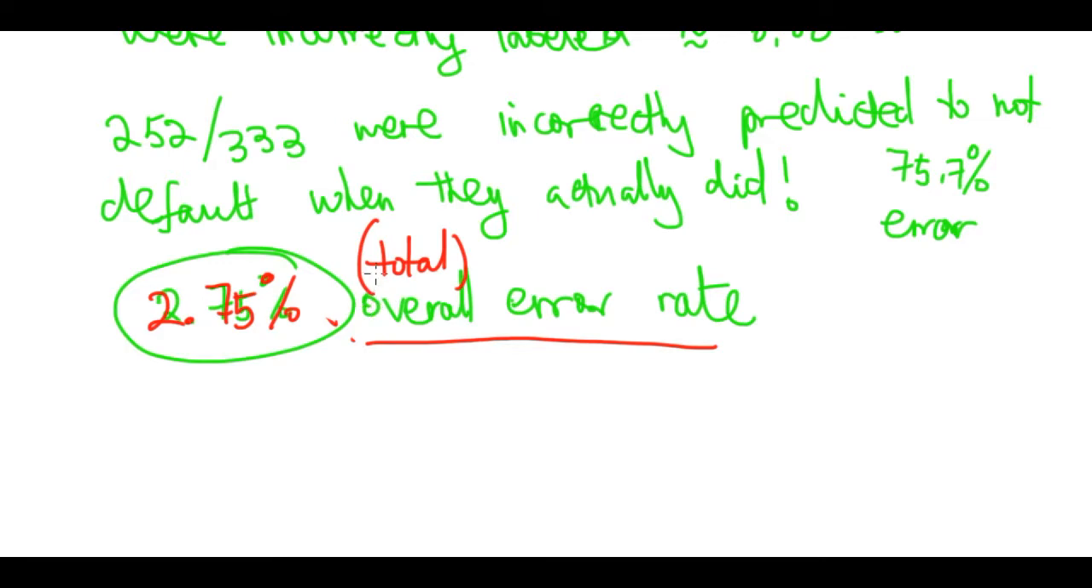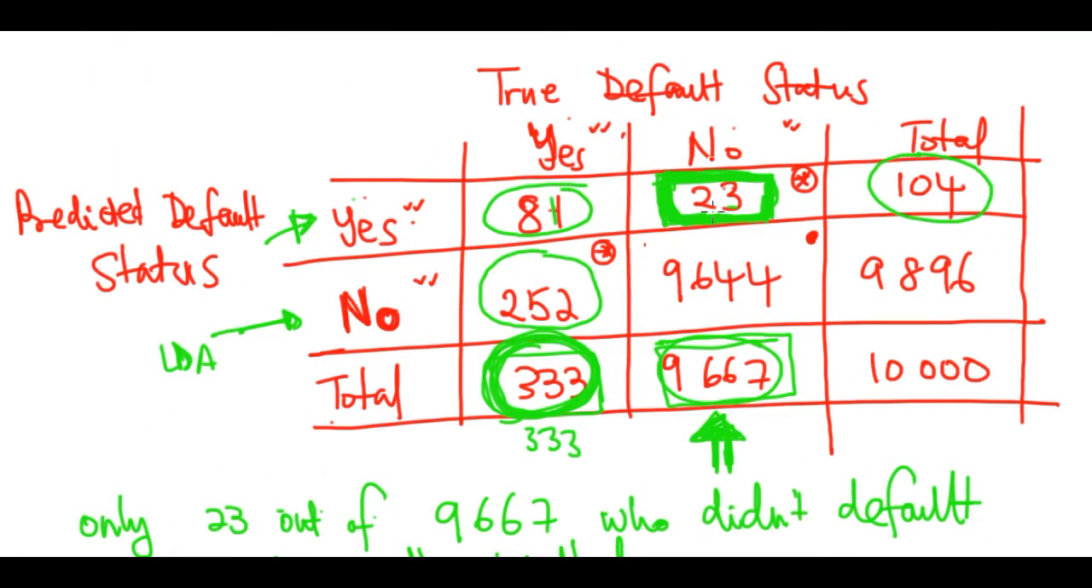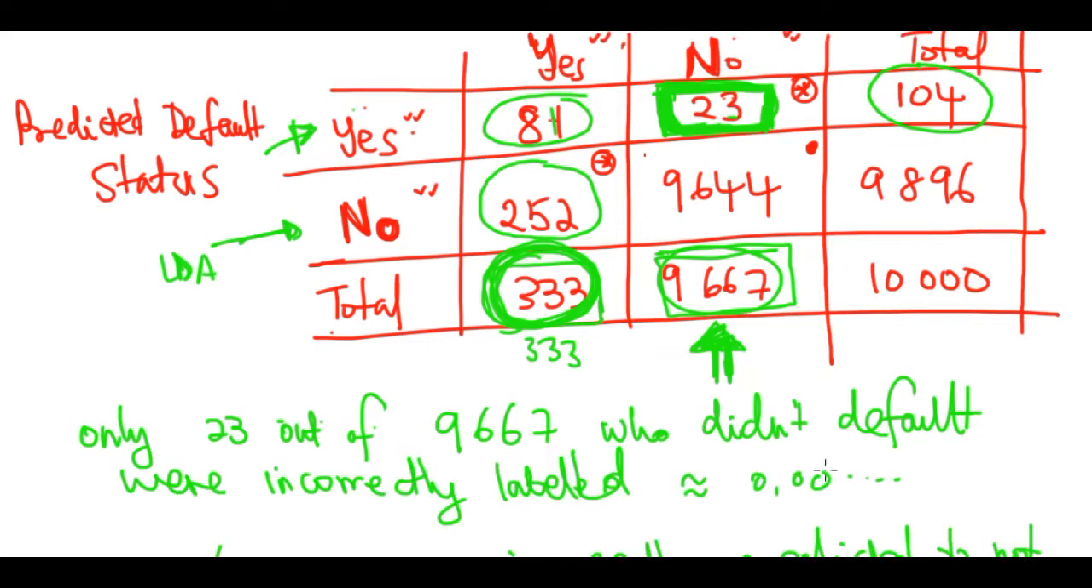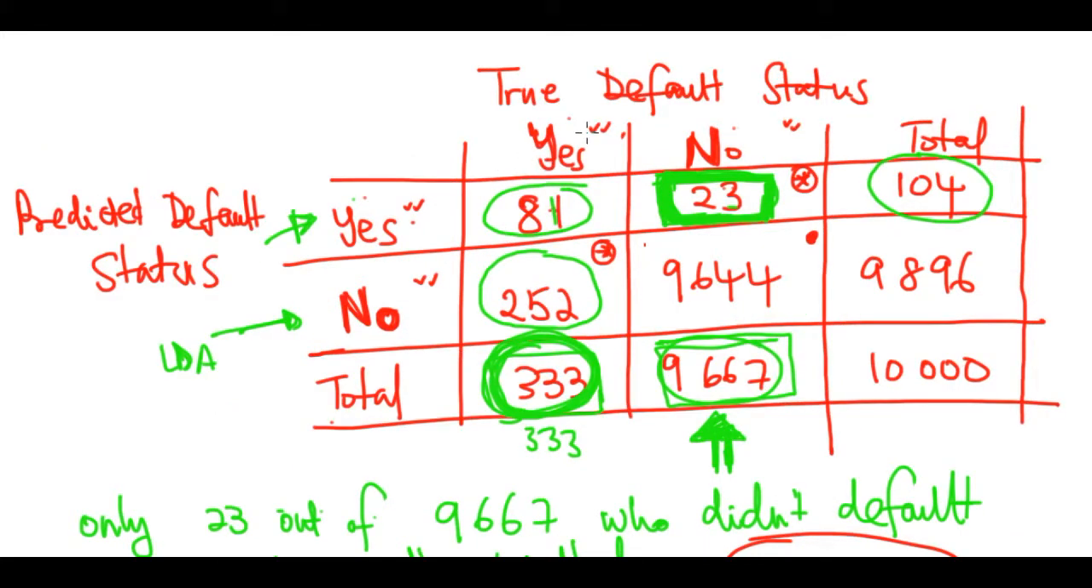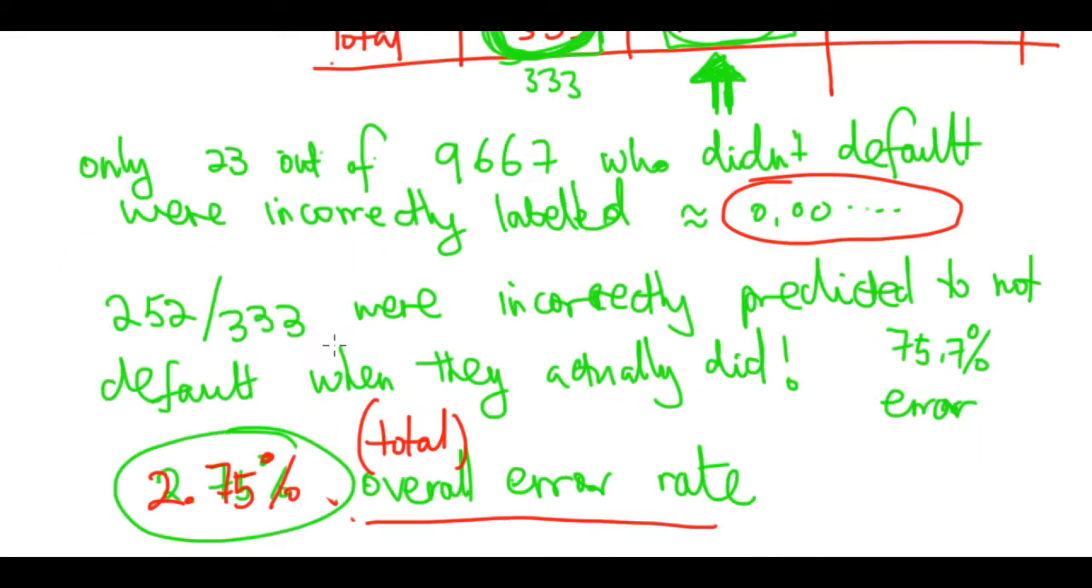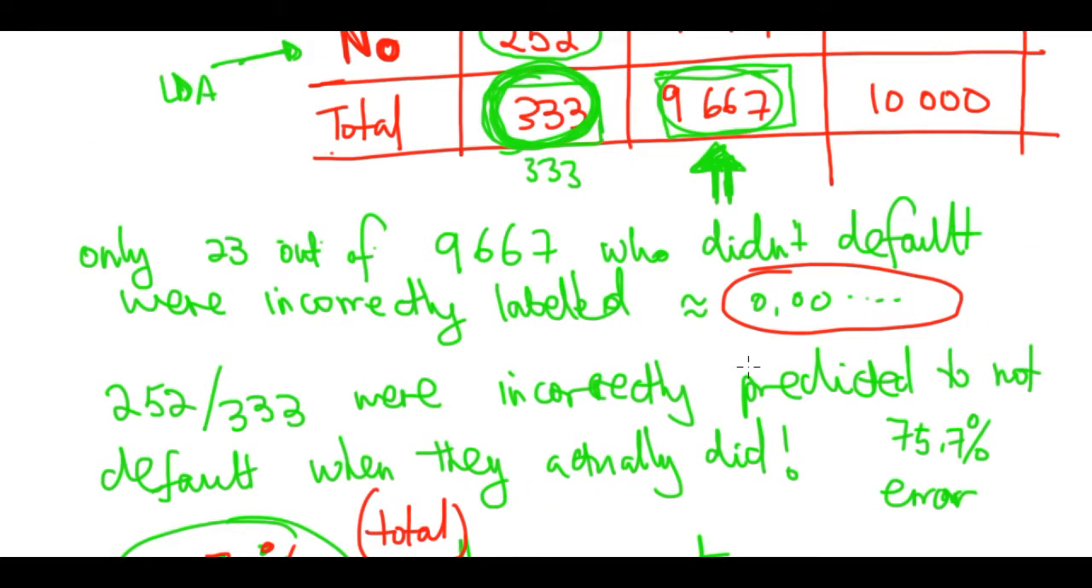But when you look at the specific classes themselves, the true no class, what is the error rate for it? Our predictor does extremely well on the no class. But for the yes class, for people who really defaulted, we are not going to pick up many of them. We're going to have a high error rate. So here there are class specific errors.